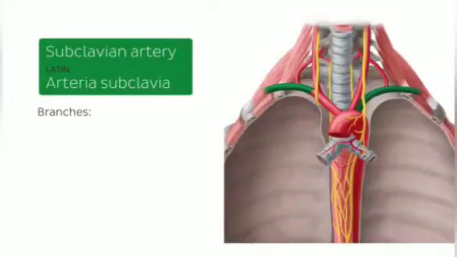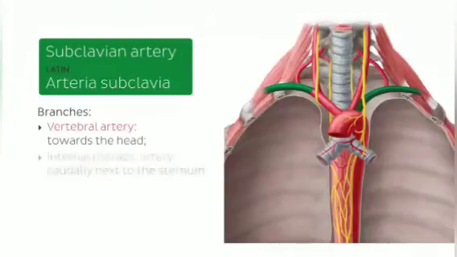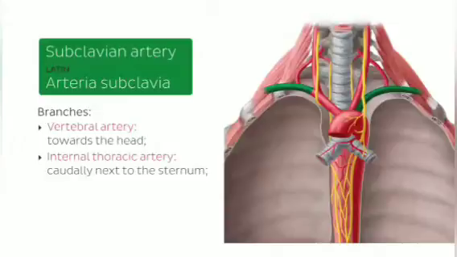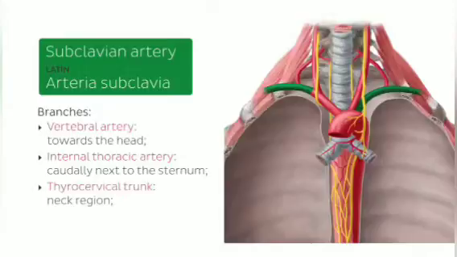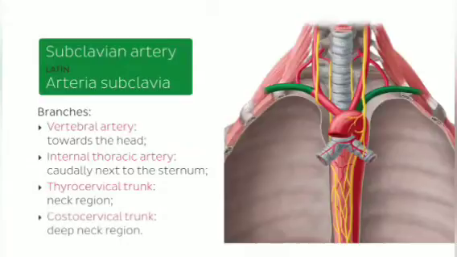The first one that I'm going to list is the vertebral artery, which ascends towards the head and is very important for the blood supply of the brain, as then the basilar artery. The next one is the internal thoracic artery that runs caudally next to the sternum, supplying mostly the epigastric region. The next branch is the thyrocervical trunk that gives off branches supplying structures of the neck region. Finally, we have the costocervical trunk, which supplies the deep neck region.